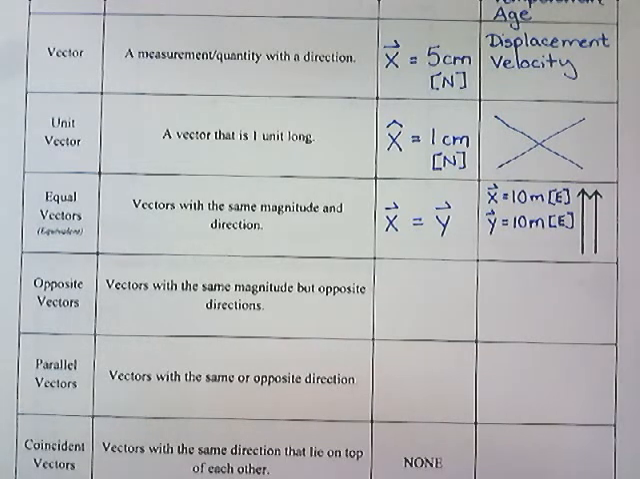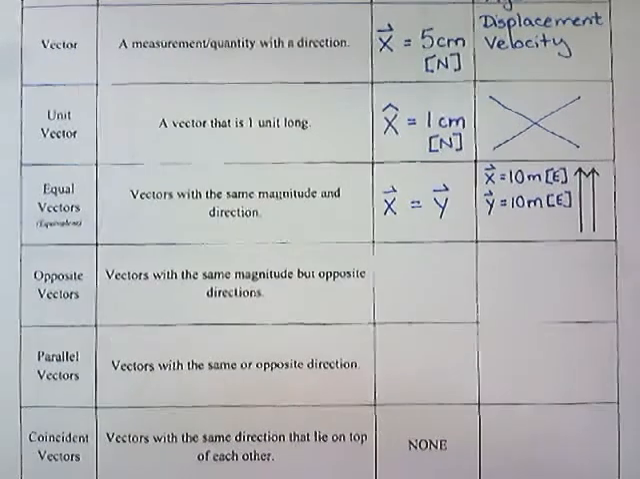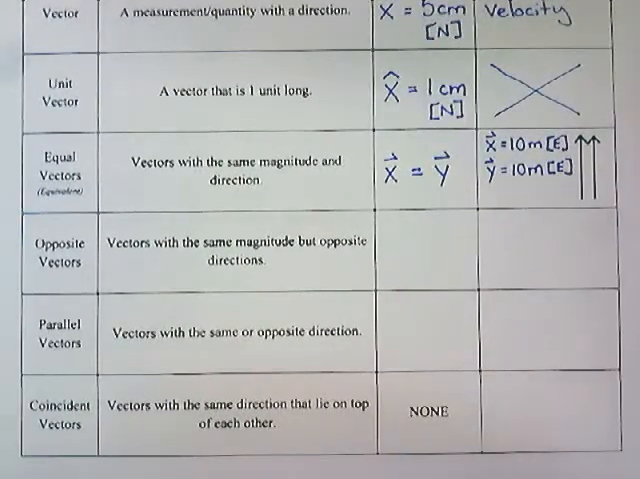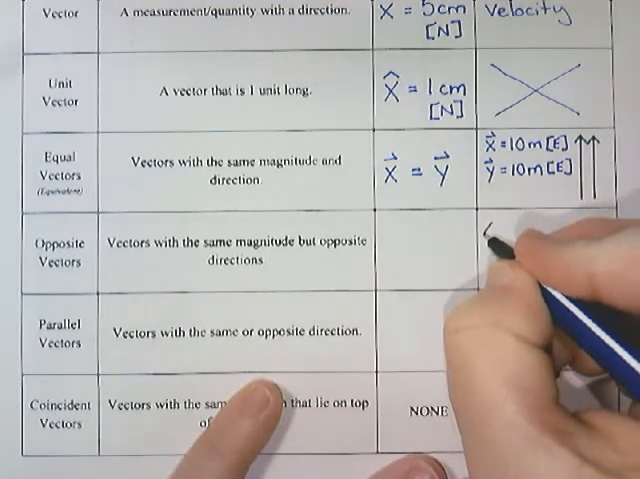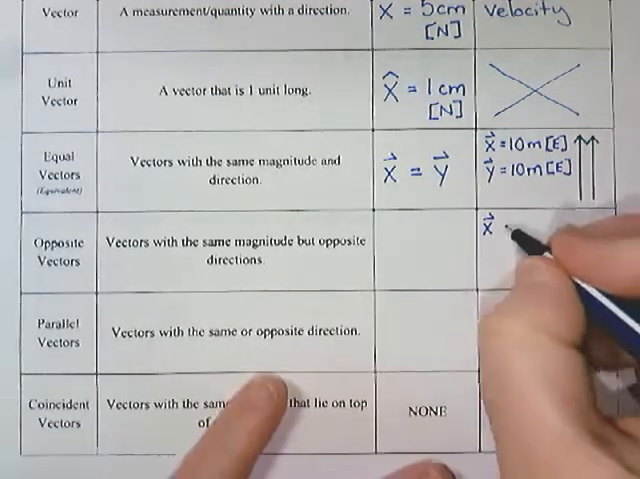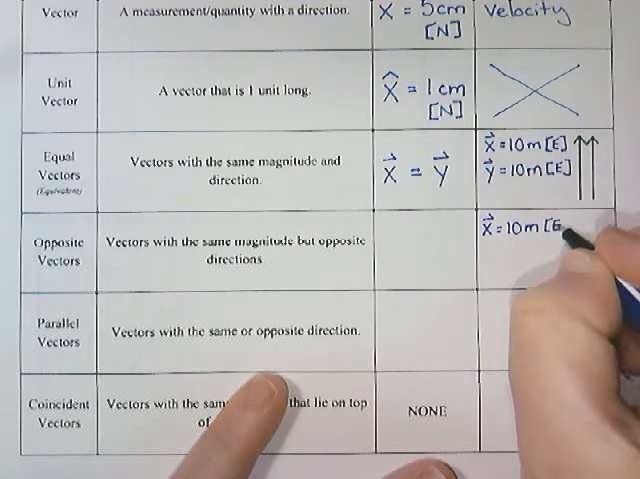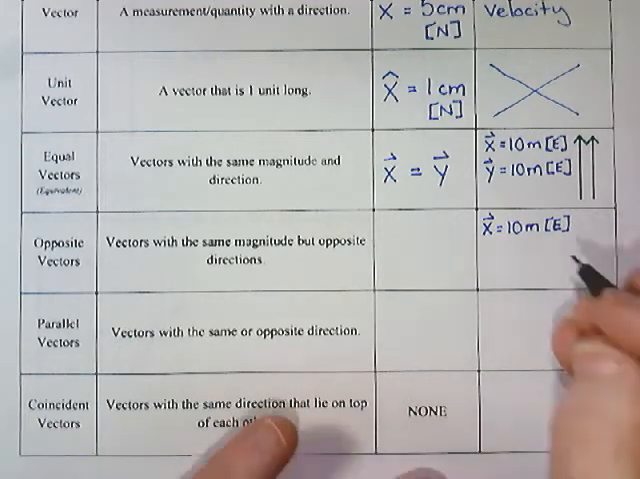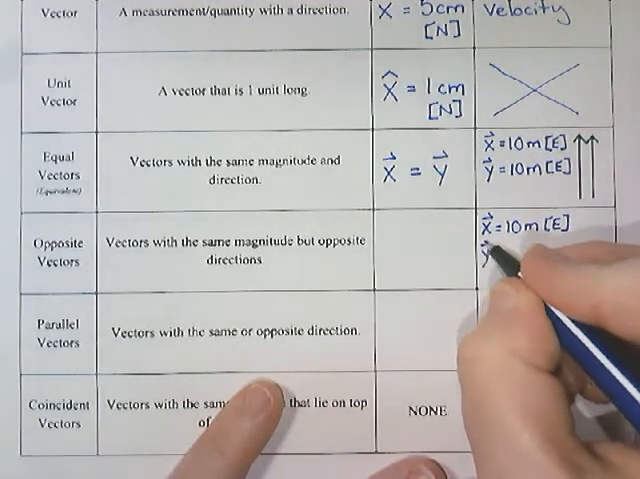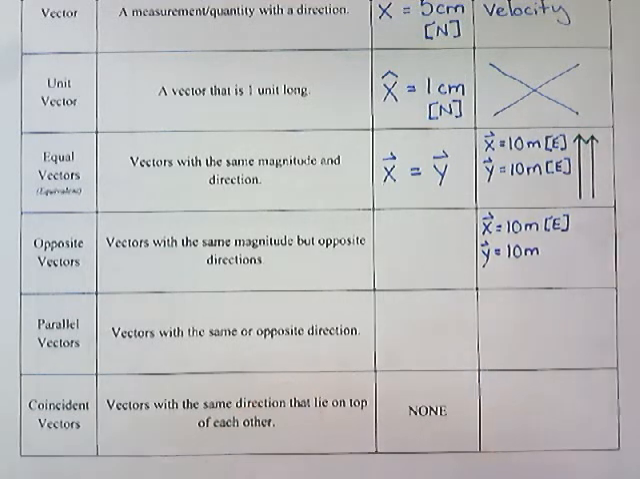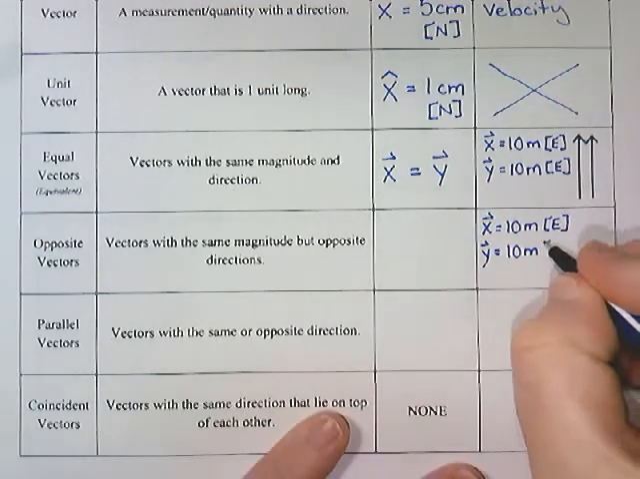All right, opposite vectors are vectors that have the same magnitude, but they're going in opposite directions instead. I'm going to start with the examples, and then we'll talk about the notation. So let's say I have vector x, and it was 10 meters east. In order to be an opposite vector, vector y would have to have the same magnitude, so it would be 10 meters. But instead of going east, it now has to go the opposite direction, and the opposite of east is west.